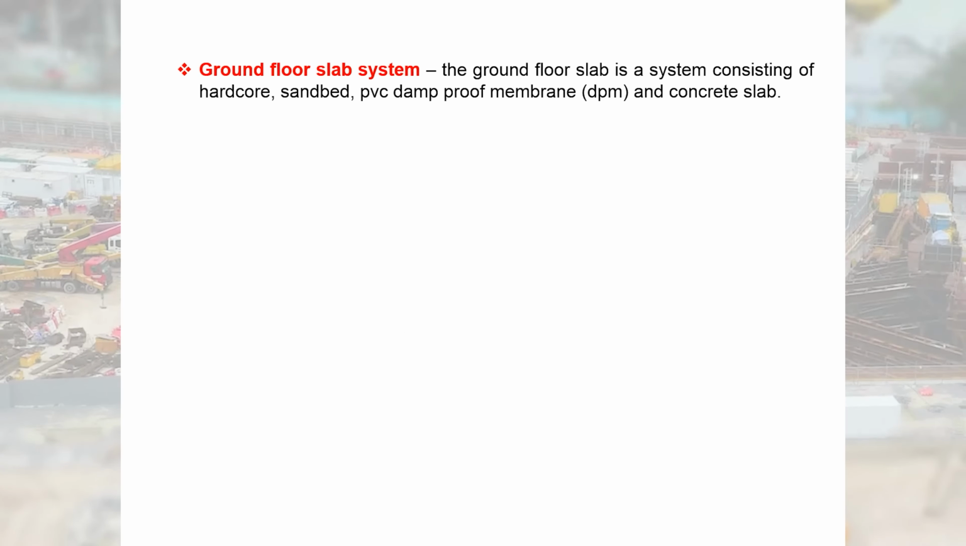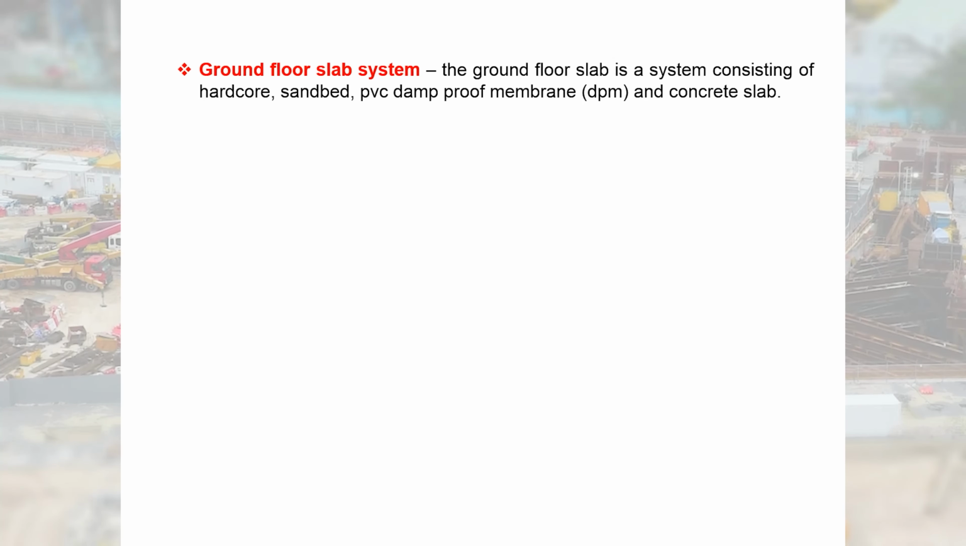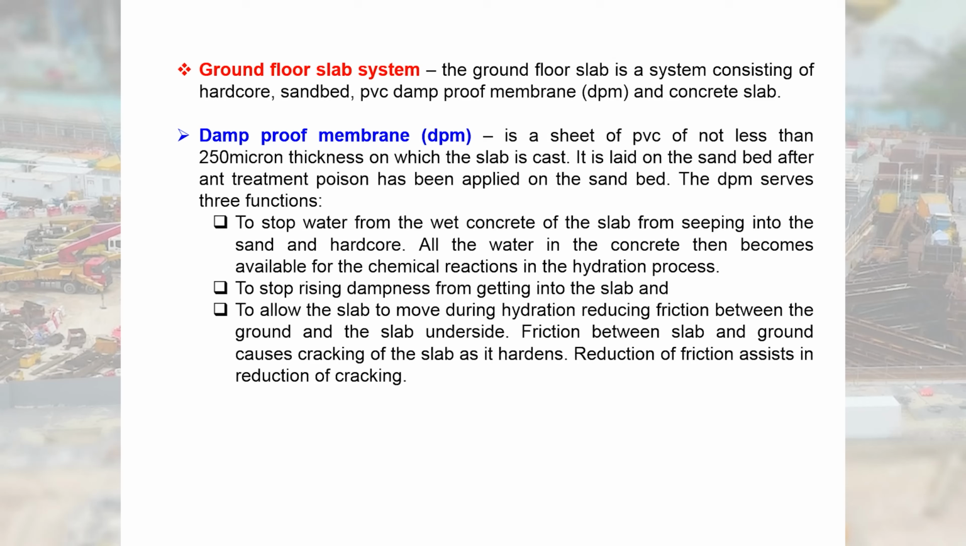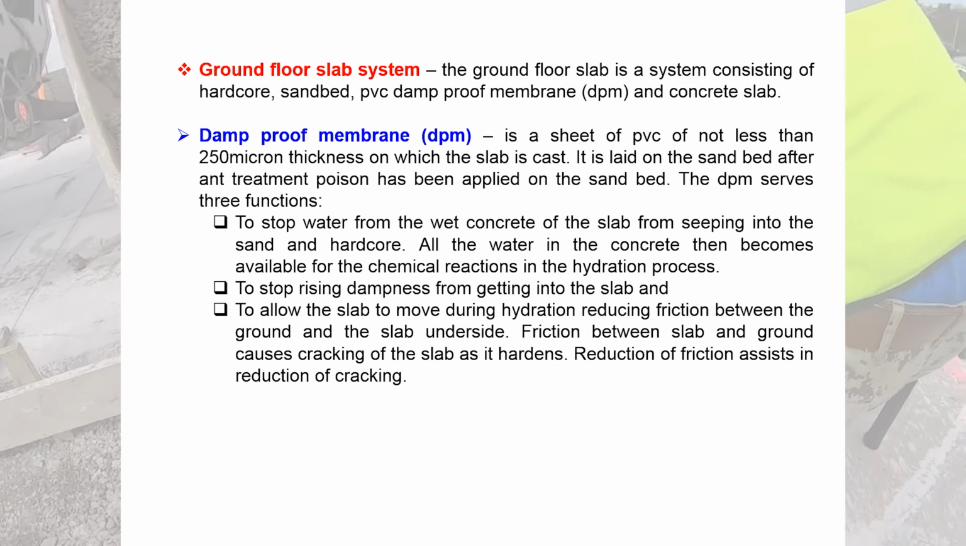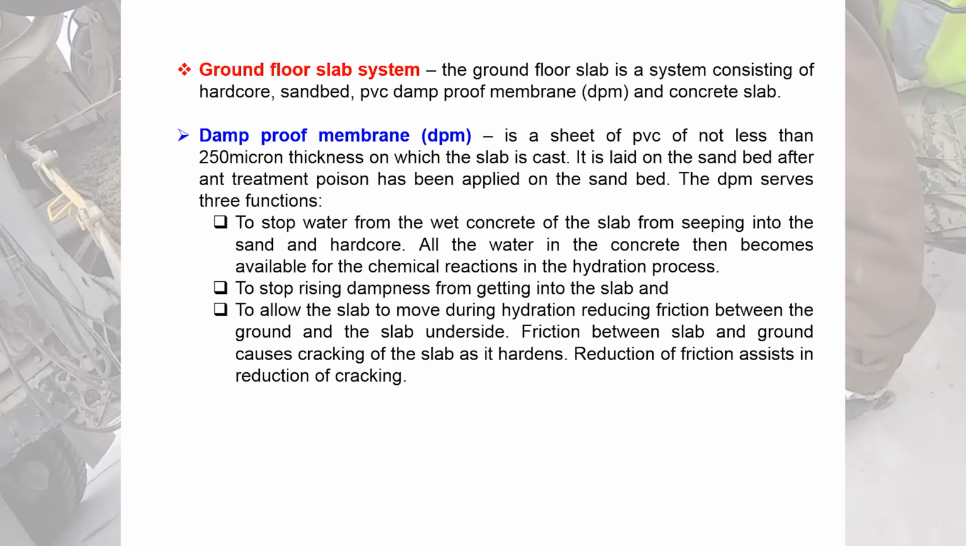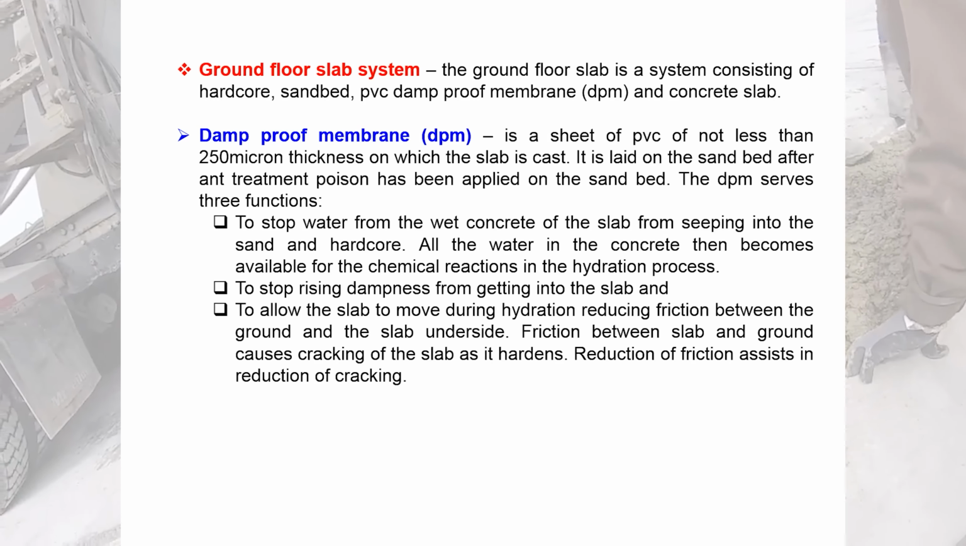Ground floor slab system. The ground floor slab is a system consisting of hardcore, sandbed, PVC damp-proof membrane, and concrete slab. Damp-proof membrane, or DPM, is a sheet of PVC of not less than 250 micron thickness on which the slab is cast. It is laid on the sand bed after anti-termite treatment poison has been applied on the sand.